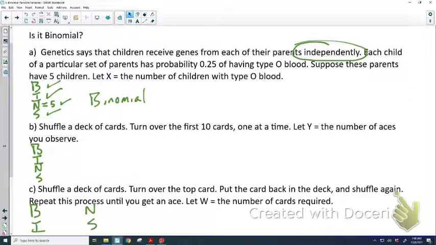On option B, I have a deck of cards, and I'm turning over the first 10 cards one at a time. Notice it doesn't say putting them back. So when I turn over that first card, I have a 4 out of 52 chance of getting an ace. I lay down a bunch of cards. I get to the 10th card. Is my probability of an ace the same? That stands out to me right away, that we're doing this without replacement.